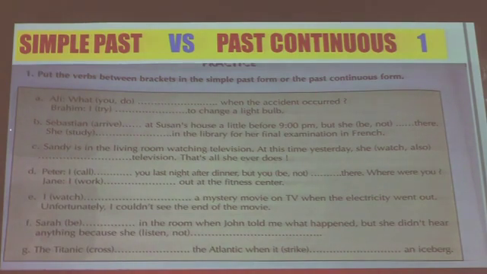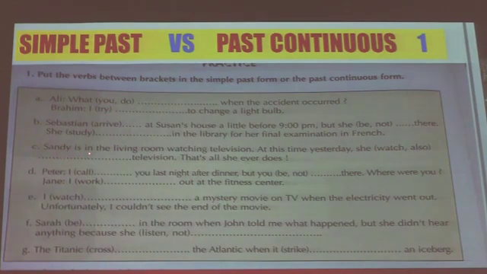Okay? Now here D, Sebastian, so the verb is arrive at Susan's house a little before 9 p.m. Okay? I think that the action of arriving is a short one. But she, okay, here, as you know, to be, we don't put this verb in the progressive form. So, be not there. She, okay, the verb to study in the library for her final examination in French, okay? And for sure that the action of studying something takes some time, okay?